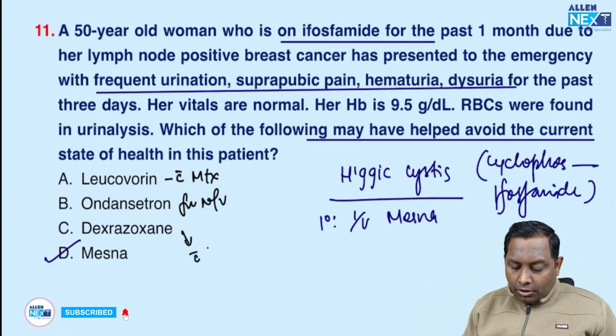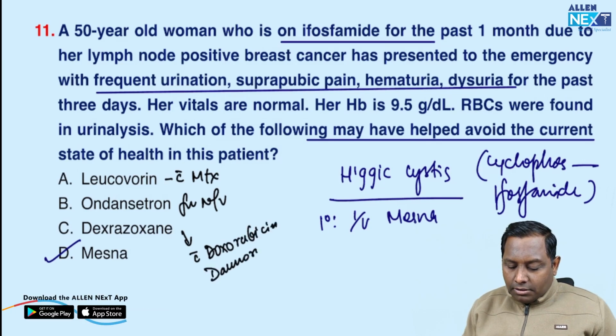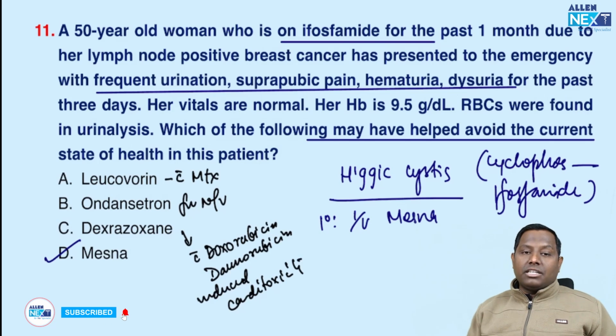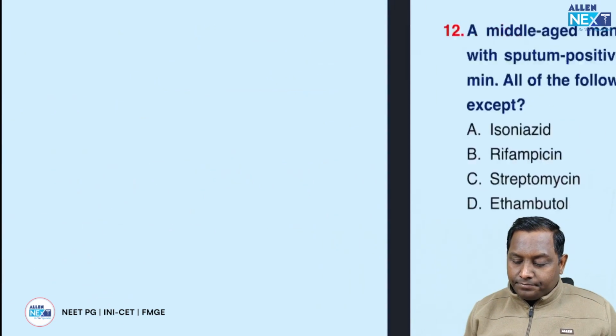Dexrazoxane is used with doxorubicin and daunorubicin mediated cardiotoxicity, the rubicin induced cardiotoxicity. For prevention of this cardiotoxicity we will be utilizing dexrazoxane, right? Dexrazoxane is an iron chelator agent, remember.